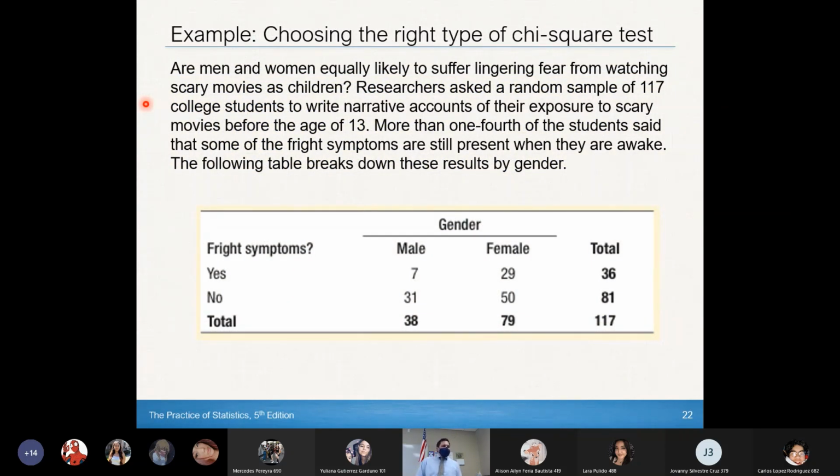So are men and women equally likely to suffer lingering fear from watching scary movies as children? Researchers asked a random sample of 117 college students to write narrative accounts of their exposure to scary movies before the age of 13. More than 1/4 of the students said that some of the fright symptoms are still present when they are awake. The following table breaks down these results by gender. So we have this table, gender and fright symptoms.